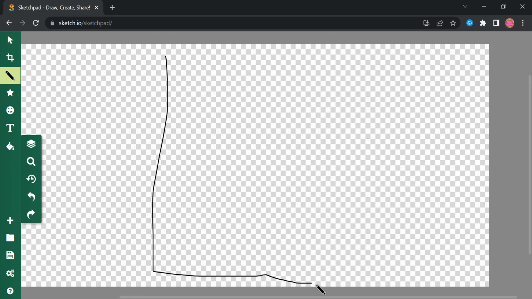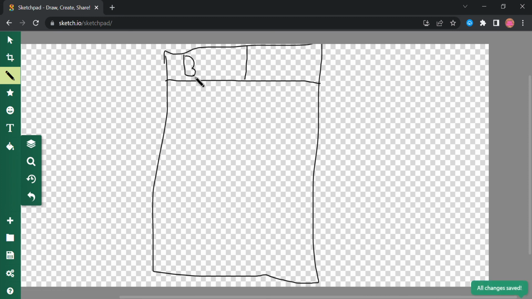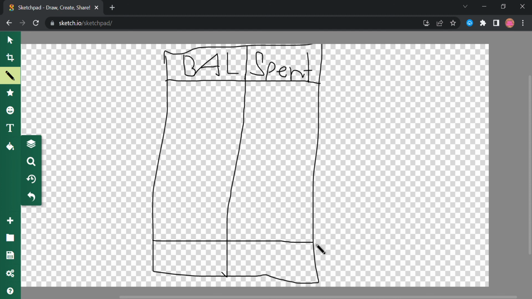Let's say I have $100. So this will be your balance. I'm just going to say BAL. This will be your balance. This will be your spend. Okay, now that we have our little line here, I can go like that, that, that, that, and then we have that.